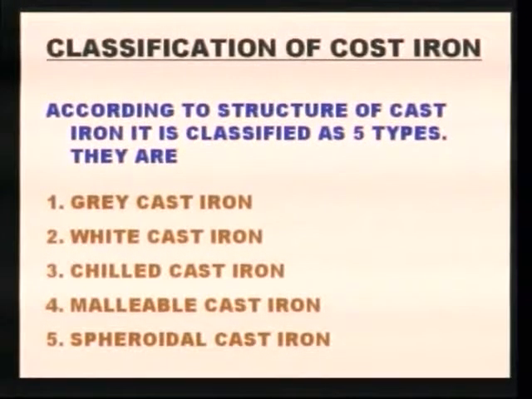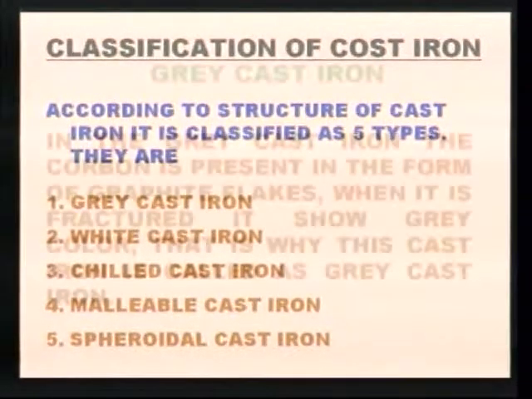According to the structure of cast iron, it is classified as 5 types. They are 1. Gray cast iron, 2. White cast iron, 3. Chilled cast iron, 4. Malleable cast iron, 5. Spiral cast iron. First of all, we will see about the gray cast iron.